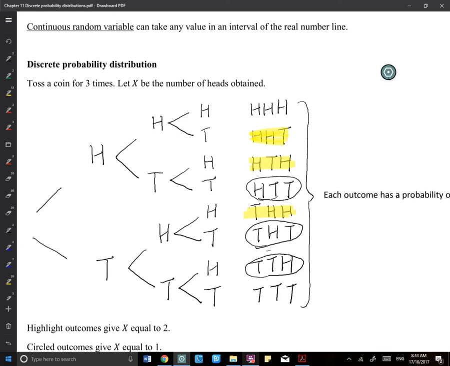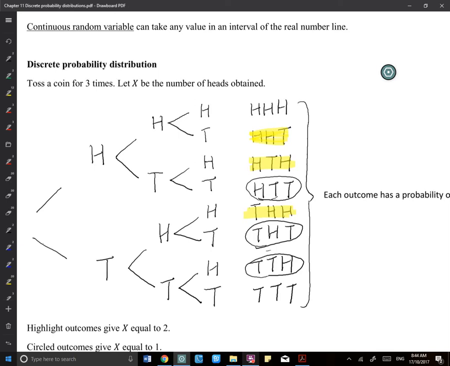Consider this discrete probability distribution example. Toss a coin 3 times. Let x be the number of heads obtained. X is a number that can vary, because you don't know how many heads you can achieve. In 3 tosses, I can achieve no heads, so x can be 0. I can achieve 1 head, x is 1. 2 heads, x will be 2. 3 heads, x will be 3, which means all heads in this case.